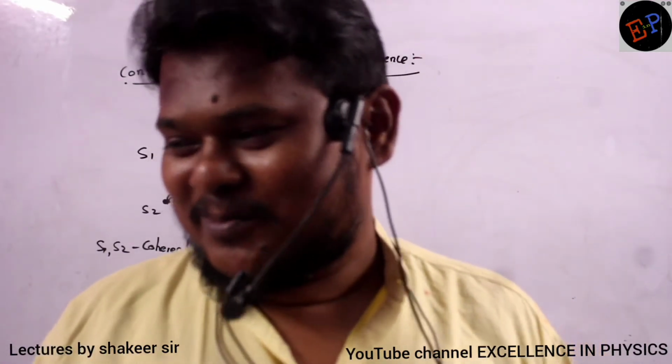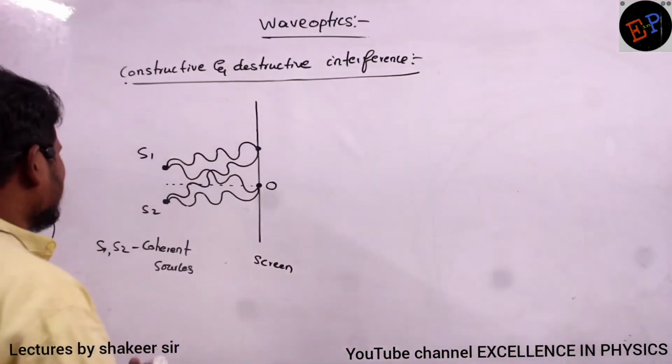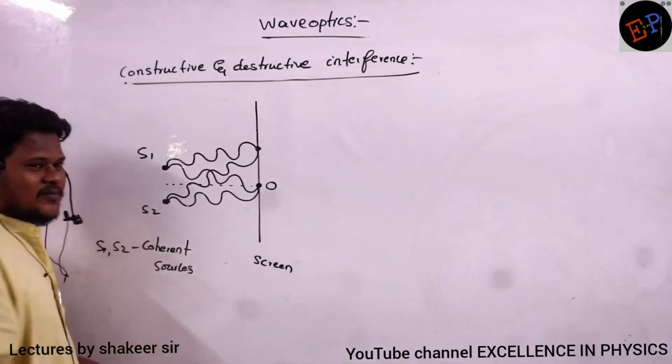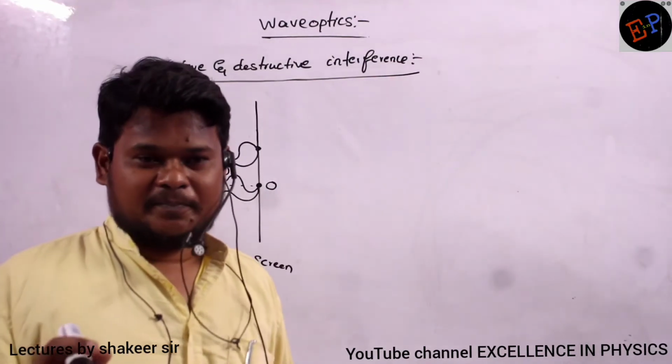If it is the same, then we call it coherent. Is there still something not understood? See, from S1 and S2, 3 waves are reaching. From here also 3 waves, from here also 3 waves. What do you understand? Phase difference is 0 between them.